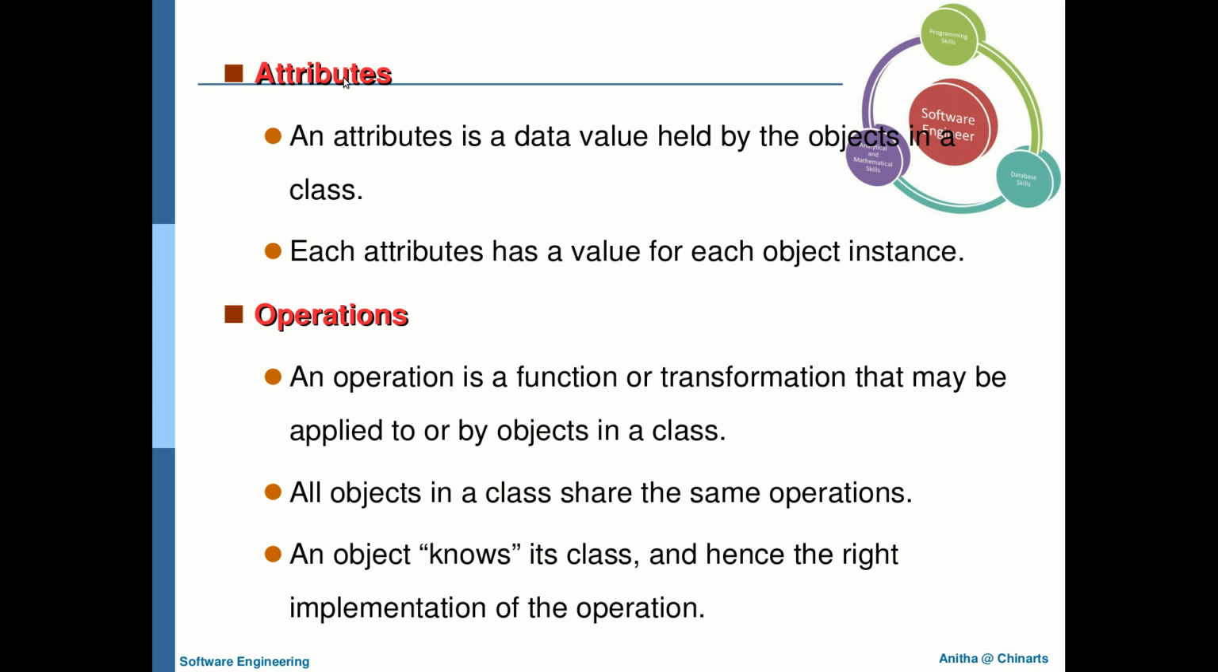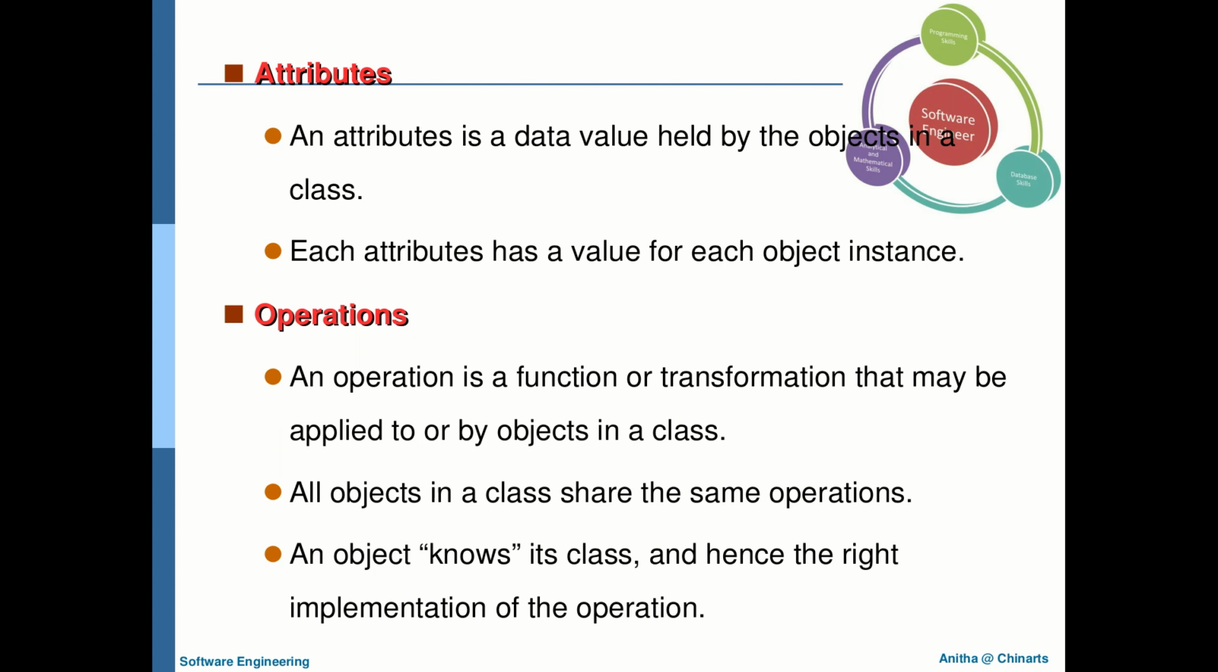Now the next term is what you call an attribute. Attribute is nothing but the characteristics of a particular object. An attribute will be a data value held by the object in a class, and each attribute will have a value for each object instance.